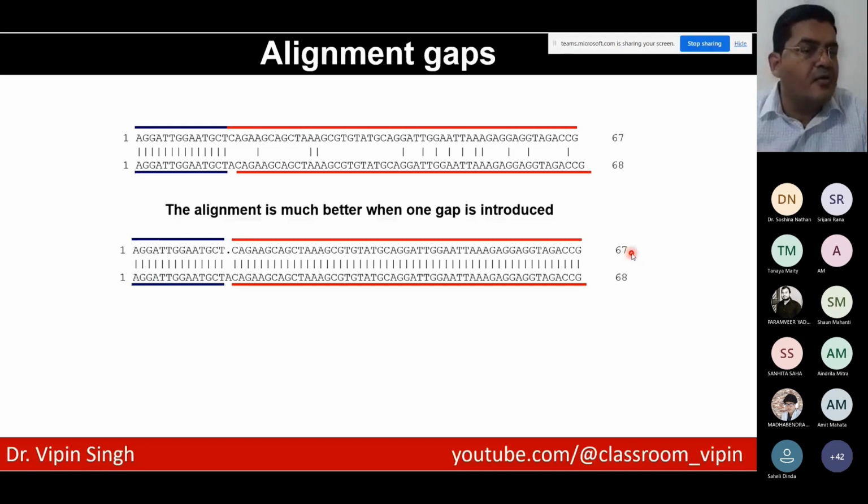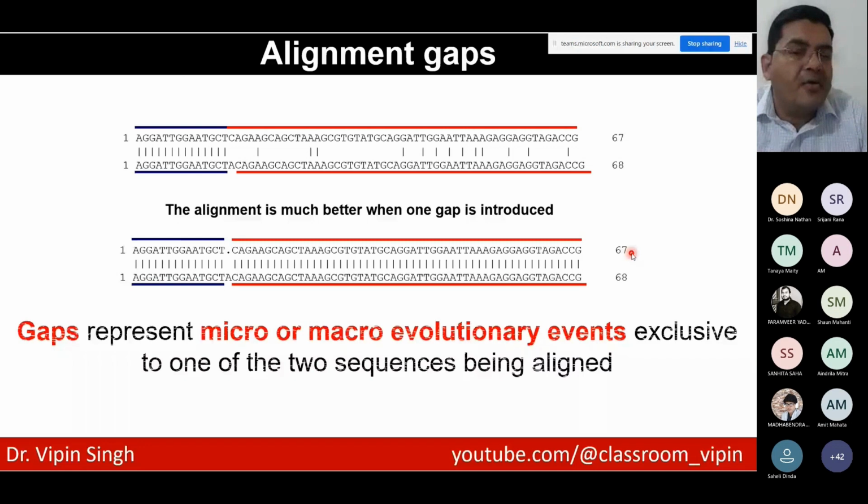So here we are. Gaps, what do gaps represent? Gaps represent micro or macro evolutionary events exclusive to one of the two sequences being aligned, right? These are the two sequences that are being aligned. In this one here, there has been an insertion. To accommodate for this insertion in the bottom sequence, you introduce a gap on the top sequence. When you do that, you get a perfect alignment of the remaining part of the sequence. So this is a biologically more informative alignment because you have introduced a gap and you are now able to see very clearly that there is an indel in between.